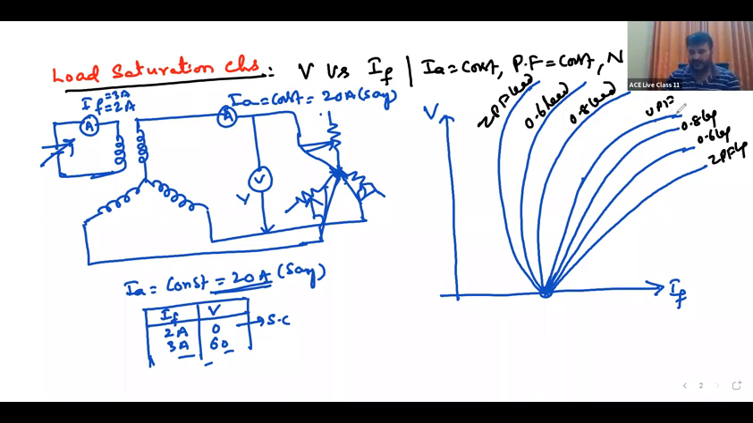Here, unity power factor is there, na? If you take unity power factor as reference, lagging power factor characteristics are shifting to the right side, and leading power factor characteristics are shifting to the left side.